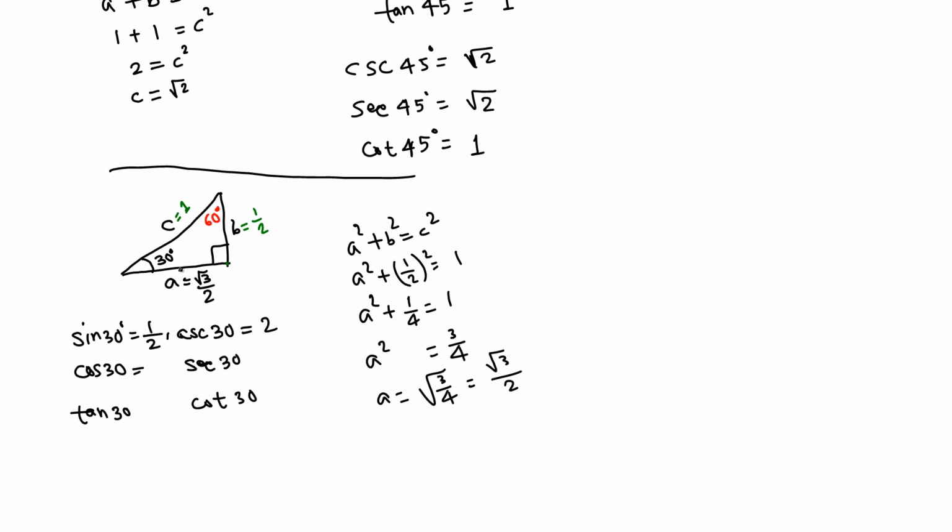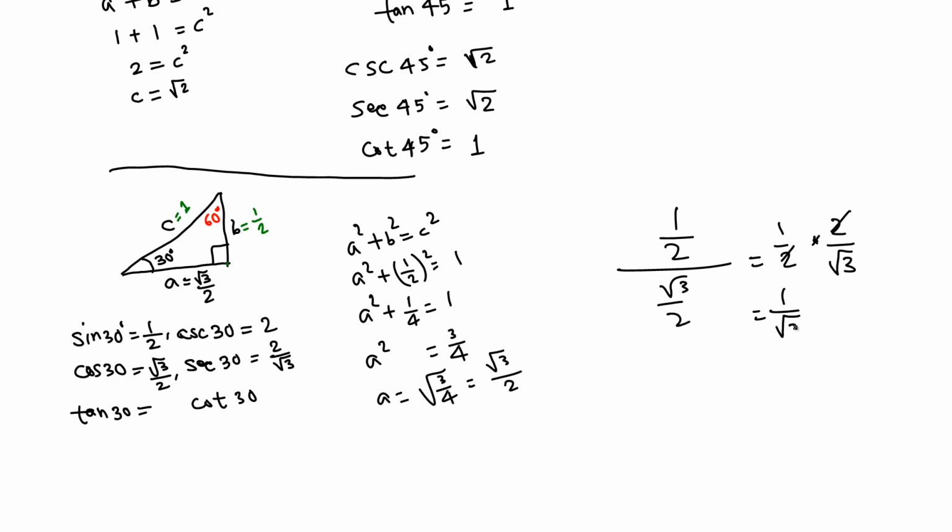Cosine is adjacent over hypotenuse, so root 3/2 divided by 1 is just root 3/2. Secant is the reciprocal of this, so 2 over root 3. You can rationalize this, but that's not really necessary. Tangent is now b over a, so 1/2 divided by root 3/2. Let me do it over here: 1/2 divided by root 3/2 is 1/2 times, flip this, 2 over root 3. Cancel, so we get 1 over root 3.